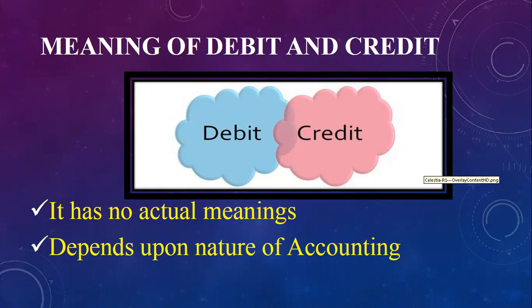Basically, debit and credit have no actual meaning. You can't say that debit is always positive and credit is always negative. You can't say that debit always increases and credit always decreases. No, again it depends upon the nature of the account. In these two clouds, the blue one is debited, the pink one is credited. So debit and credit depend upon the nature of the account.